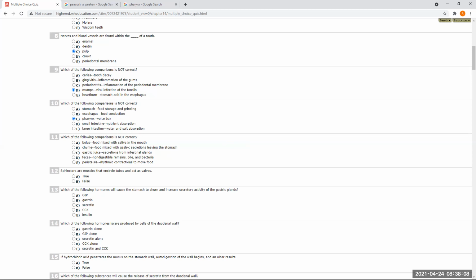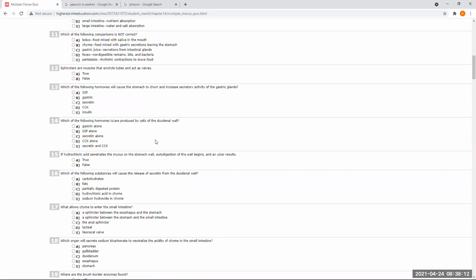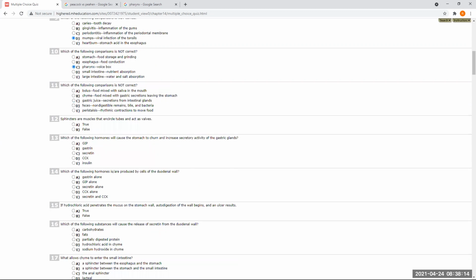Which of the following comparisons is not correct? Let's look at number 11. C, gastric juice secretion from intestinal gut. Where do you get gastric juice secretion from? Gastric juice is secreted in the stomach.